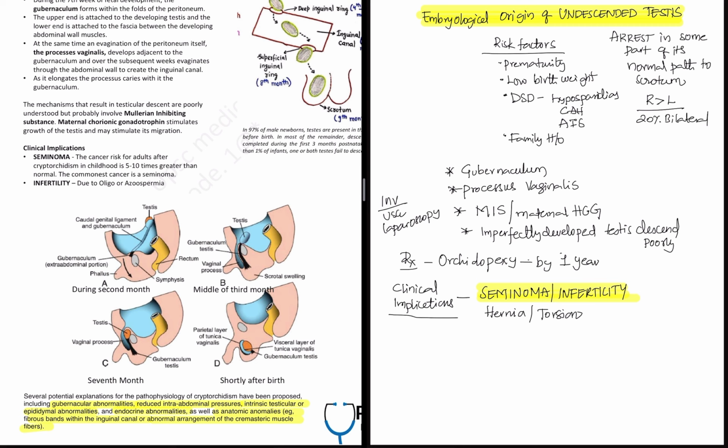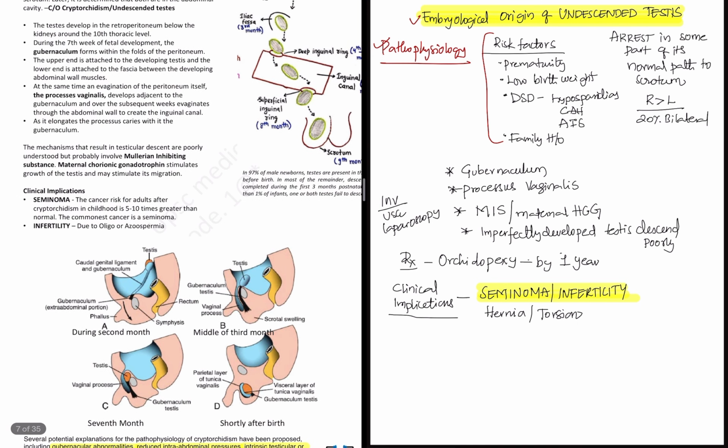So what is undescended testis? It is arrest in some part of its normal path to the scrotum. Undescended testis is more common on the right side than the left side, whereas varicocele is more common on the left side than the right side. Just an extra point. And 20% of the time, undescended testes are bilateral. Now, if I want to write about the pathophysiology, you need to understand the embryological origin, how the descent actually occurs.